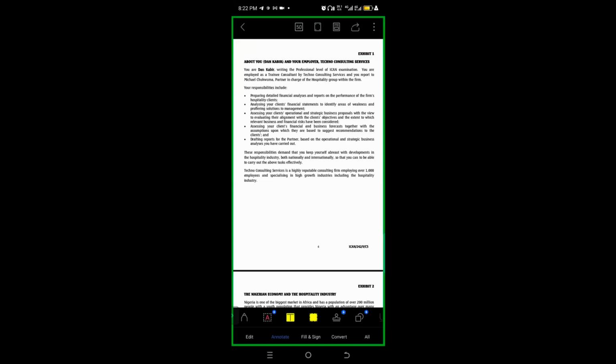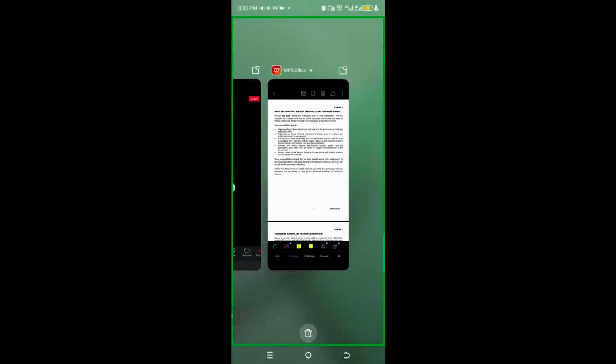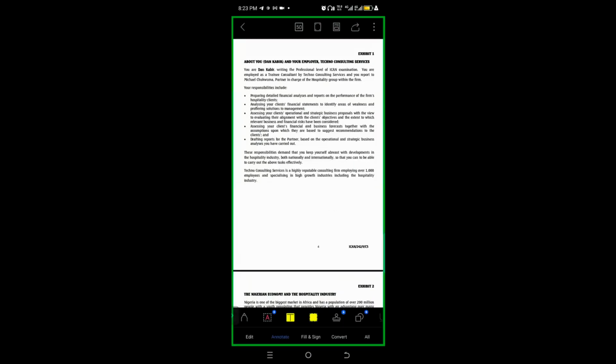So I think we can start the reading now. Someone should read for us. Let's start with exhibit 1. Who is reading exhibit 1? Someone should volunteer quickly and read exhibit 1 for us.